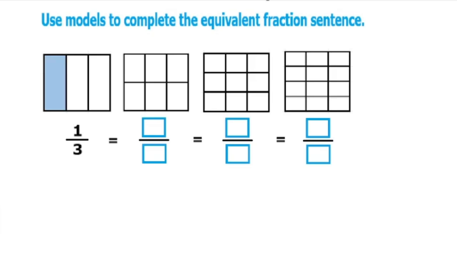In this video, we're going to use models to complete equivalent fraction sentences. So if we have a problem like this that says use models to complete the equivalent fraction sentence, we could see here in this model that 1 out of 3 is filled in. So we know that this is representing 1/3, 1 over 3. It's cut into 3 parts, so the denominator is 3. And the filled in piece is 1, so the numerator is 1.